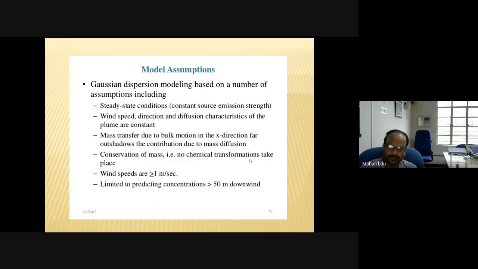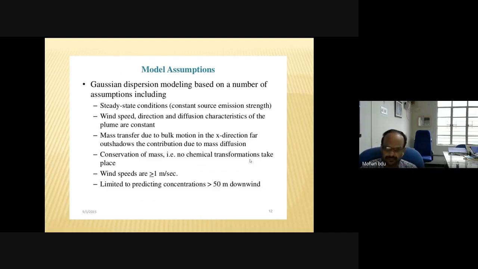But the Gaussian plume model assumes steady state conditions, like the constant source emission strength. There is no change in the grams per second of the pollutants while it is being emitted into the atmosphere. The model considers it as a constant. So if there is any change in the strength of the emission, the model cannot predict it. The wind speed, direction, and diffusion characteristics are considered as constant. The mass transfer due to bulk motion in the x direction far outshadows the contribution due to mass diffusion. And also the conservation of mass, that is, no chemical transformation takes place.